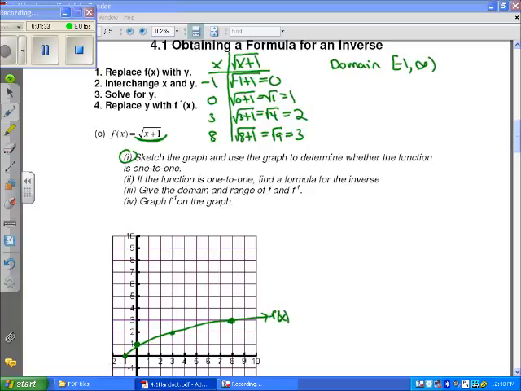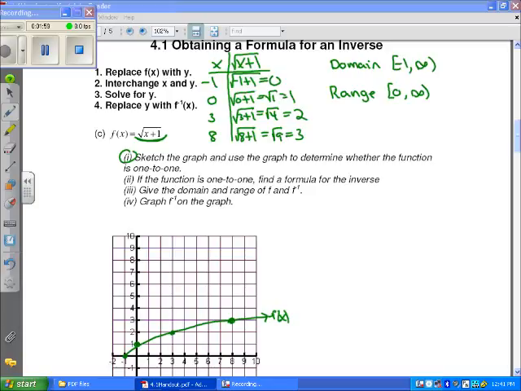While we're here, let's go ahead and talk about the range of this function. By looking at the graph, we can tell that the range is going to be 0 to infinity. Okay, now when we find the inverse, these two should be switched around. So let's go ahead and finish up step 1 before we go to step 2 and find the inverse.